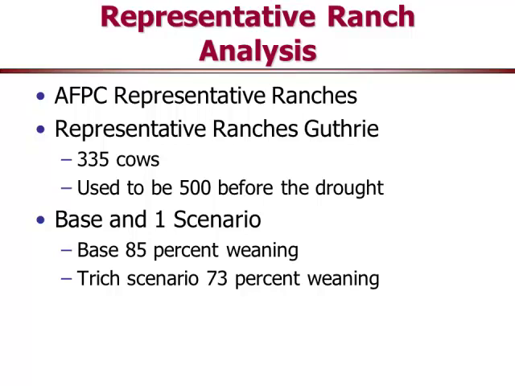So what we did here is we took one of these representative ranches that happens to be in Texas, in the Rolling Plains area of the state. This representative ranch has 335 cows. It had 500 before the drought.